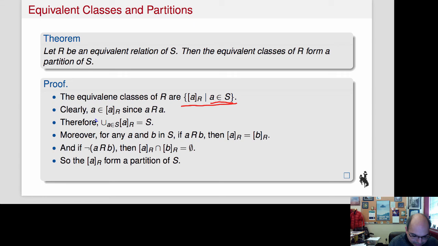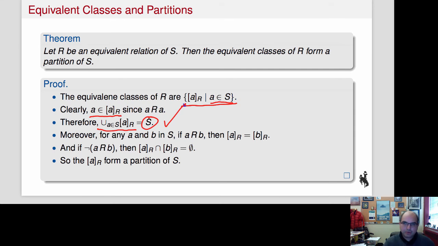Now, it is obviously the case that A belongs to the equivalence class of A. That's simply because I have an equivalence relation, so A is related to itself. That's the reflexive property. What that means is that when I take the union of all the equivalence classes, each element is going to be included in the union because each element belongs to its equivalence class. So if I take the union over all equivalence classes, I'm going to get S. This is property 1.